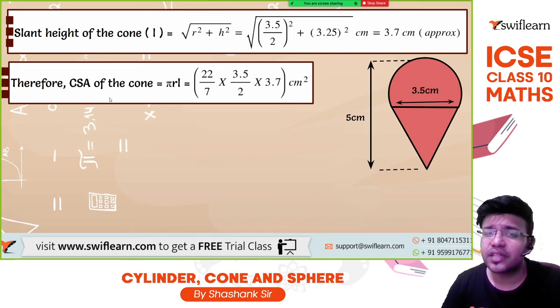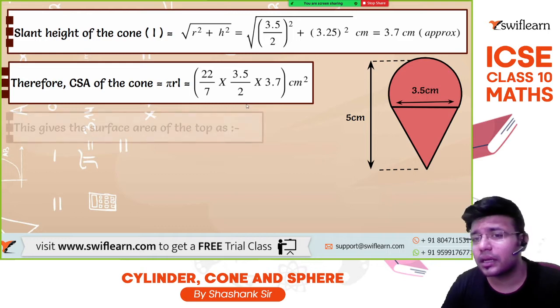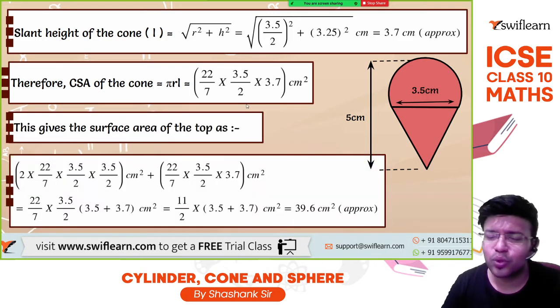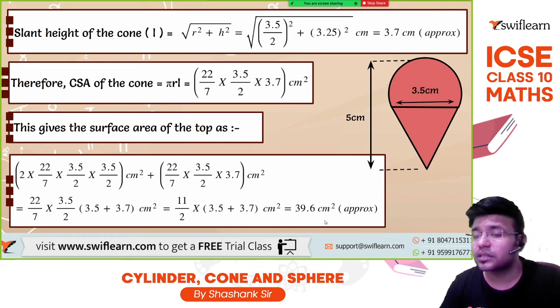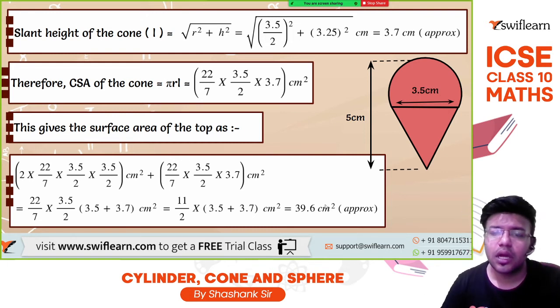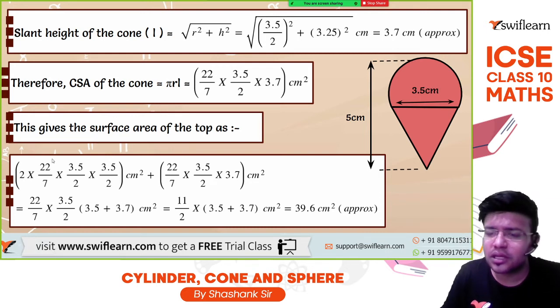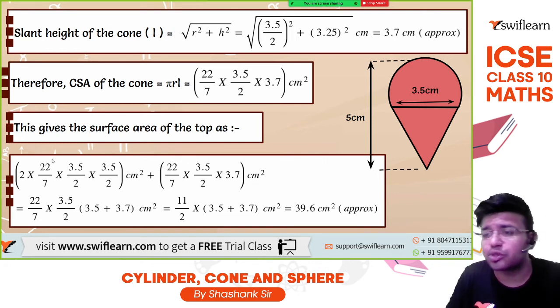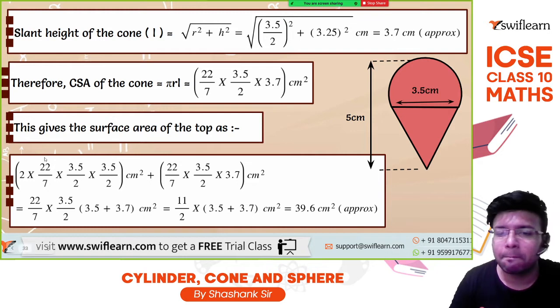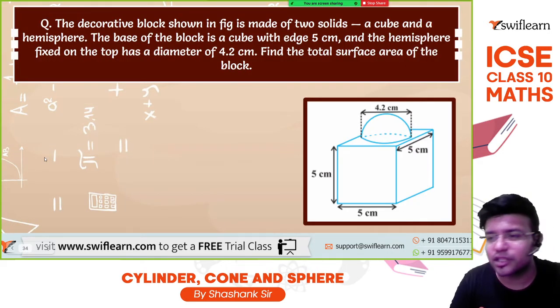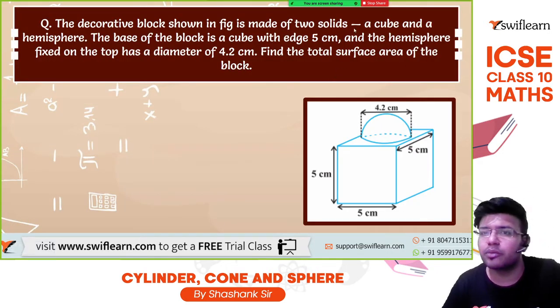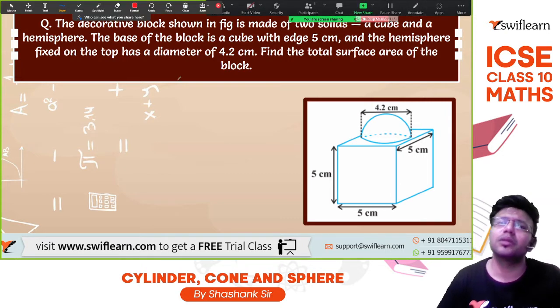The curved surface area of the cone is given by pi r l. Do this calculation, add both the values, you get 39.6 square centimeters. Now this type of calculation is a bit large and time consuming, and that's why they carry a lot of marks. So students, what I suggest is to try solving these problems at the last, because they are very time consuming. Otherwise you may solve very few problems and skip easy ones, so try to solve them in the last.